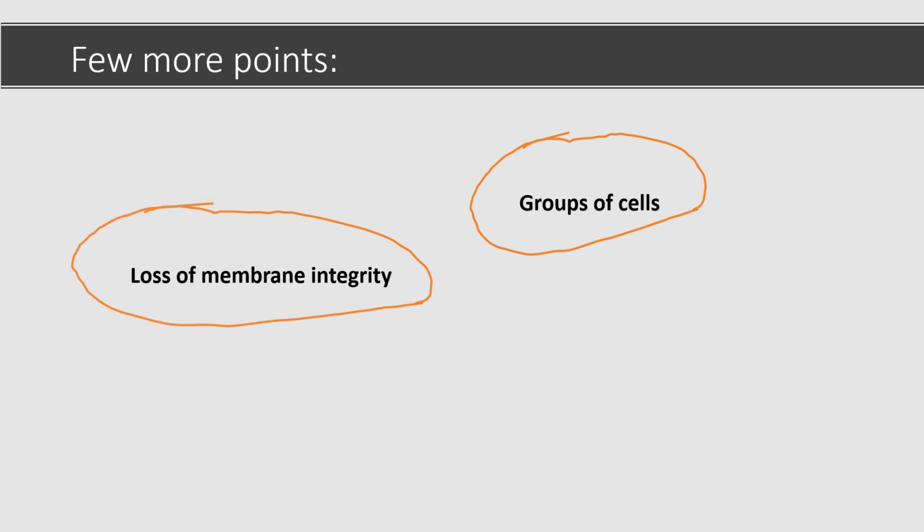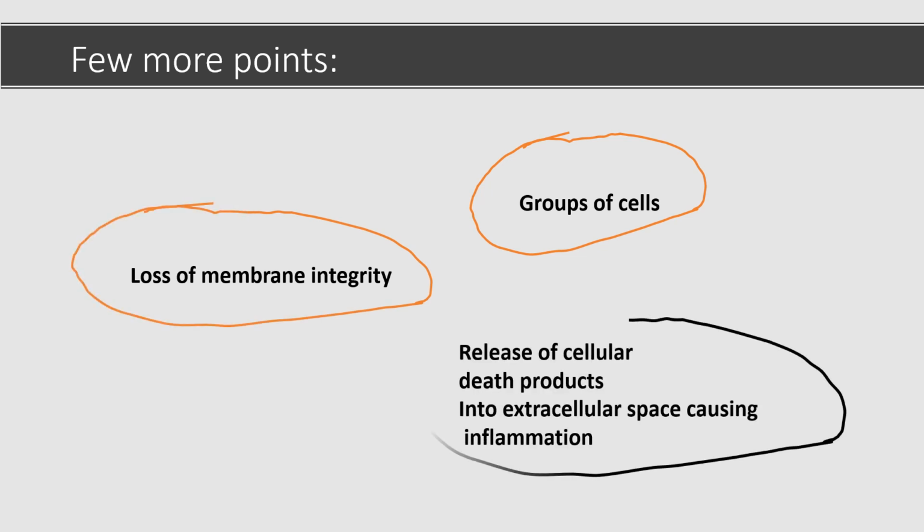The three other features of necrosis are: it occurs in a group of cells unlike apoptosis. There is disruption of plasma membrane and release of cellular death products into the extracellular spaces, causing inflammation. Inflammation occurs to remove the dead cells and cause repair of the tissue.